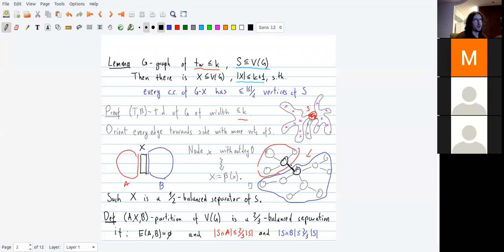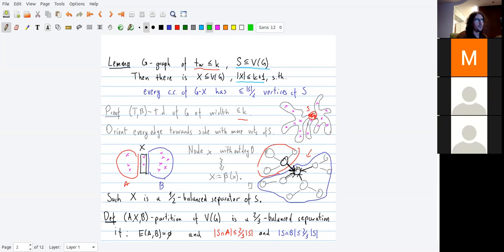So again, let me look at this edge and let me orient the edge towards the endpoint which has more vertices of S. The vertices of S may be in A, maybe in B, say there are more of them. Yes, there may be some in X, I don't care. So I look at how many of them are in A, how many are in B, and I orient the edge in this direction. So now, again, by the same argument, there is always a vertex without degree 0 toward such that all the edges incident to this vertex point towards this vertex.